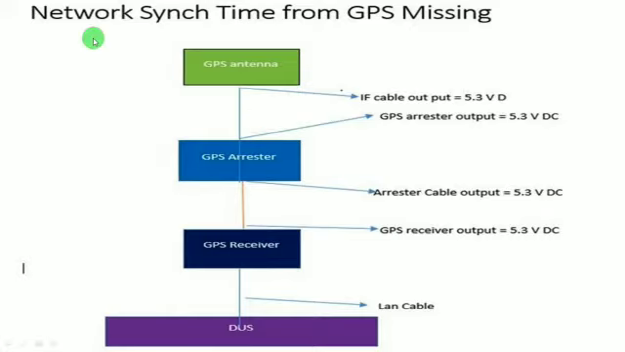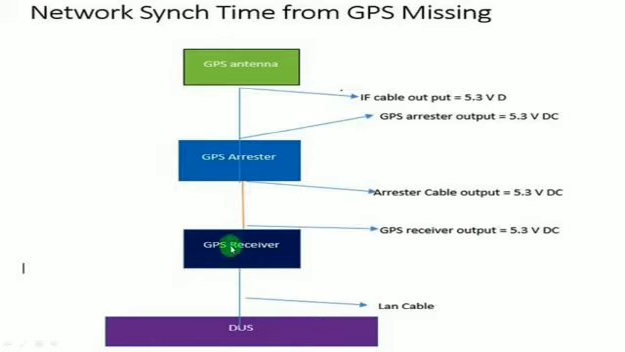Let's suppose you have the network sync time from GPS missing alarm in the baseband or DUS, your GPS might be disabled and you have the LOS alarm as well. During that time, our observation is that there is a local connectivity issue from the baseband towards the GPS receiver.